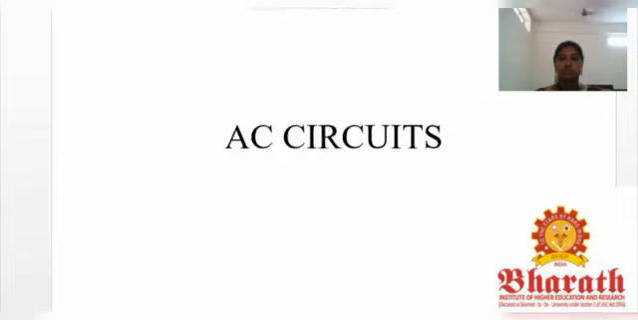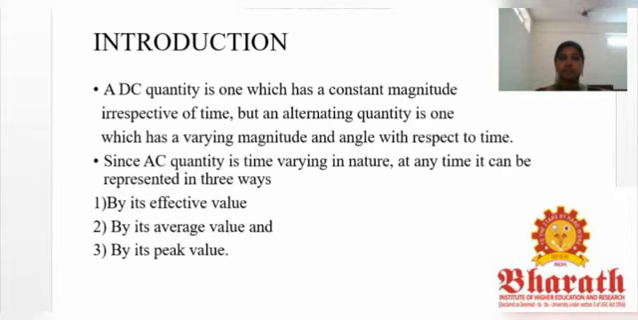So today we are going to see about AC circuits. AC is alternating current. A small introduction about AC: AC is a varying quantity. When you compare with DC, DC is a quantity which has a constant magnitude irrespective of time. But an AC quantity changes in magnitude and angle with respect to time.